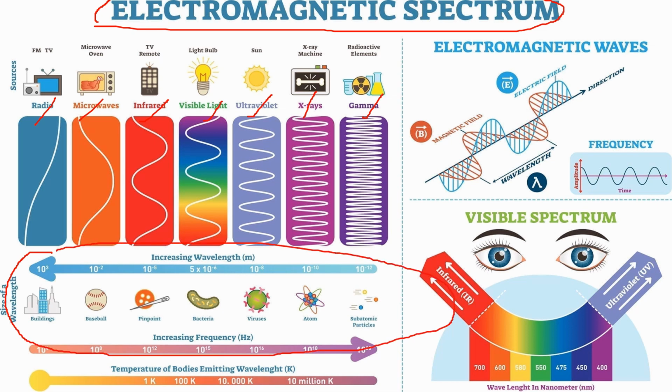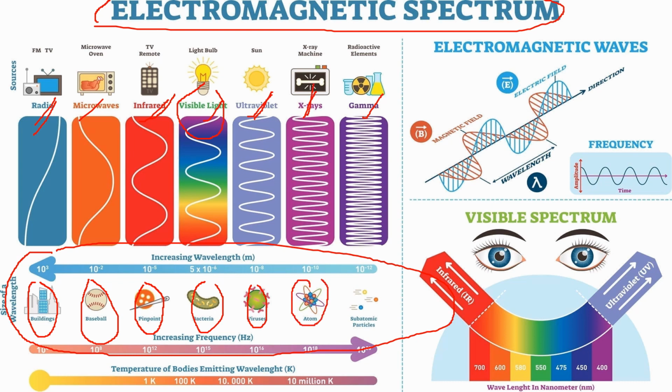Okay? So, yung radio waves, ang size ng wavelength niya ay kasing laki ng isang building. Ang microwaves naman, ang size ng wavelength niya ay kasing laki ng baseball. Ang infrared naman, kasing laki ng karayom. Ang visible light naman ay kasing laki ng bakterya. Ang ultraviolet ay kasing laki ng virus. Ang X-rays, ang wavelength niya ay kasing laki ng atoms. At ang gamma rays naman, ang wavelength niya ay kasing laki ng subatomic particles ng isang atom. So, it is arranged based from the sizes of their wavelength.